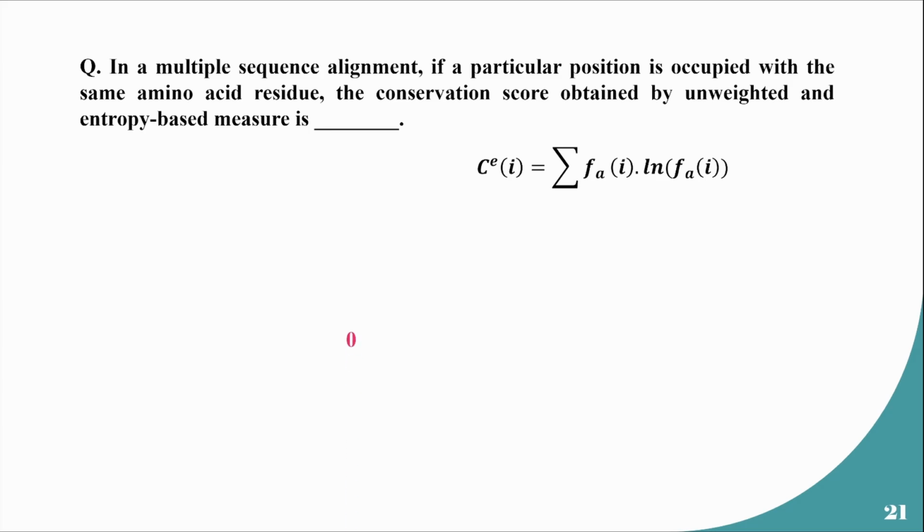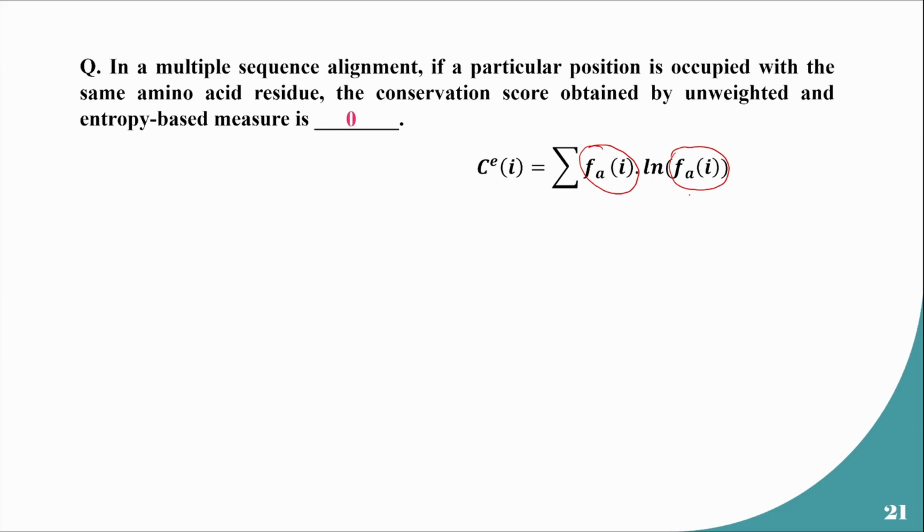So here the calculation is using a formula: Fa of I times ln Fa of I. Now, if a particular position is occupied by the same amino acid in all sequences, what will this Fa of I value indicate? This Fa of I that we are again multiplying by the logarithm of that same one.